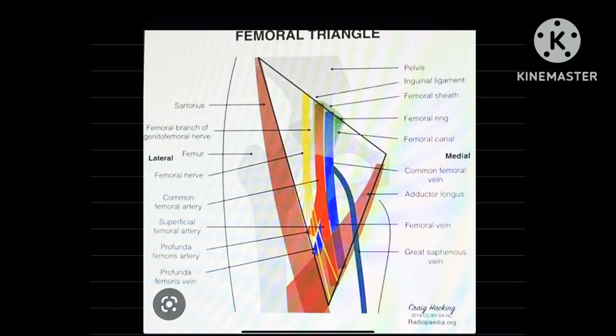This is another diagram for the contents of the femoral triangle. First, the femoral sheath. The femoral sheath contains the femoral vein, then the femoral nerve, and the femoral artery. This is the femoral artery. Adductor longus, which forms the medial border of the femoral triangle. Sartorius, which forms the lateral border of the femoral triangle. Then the inguinal ligament, which forms the base of the triangle.